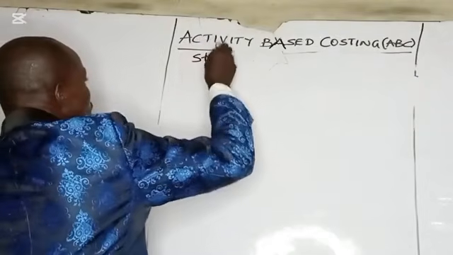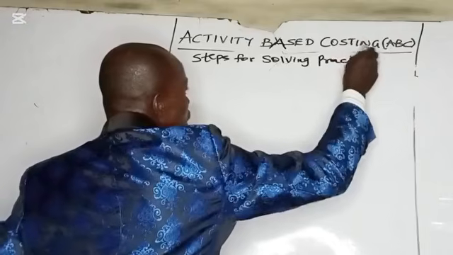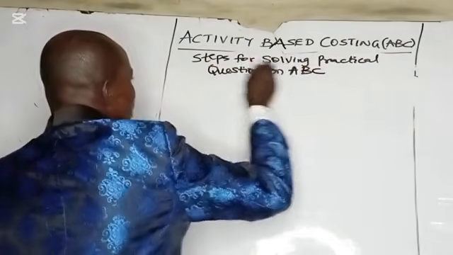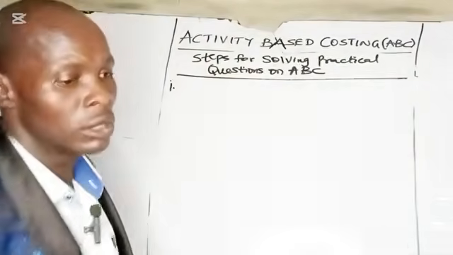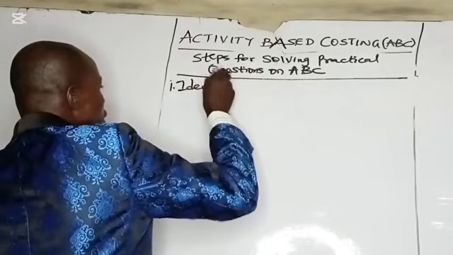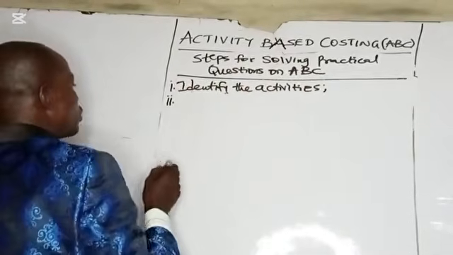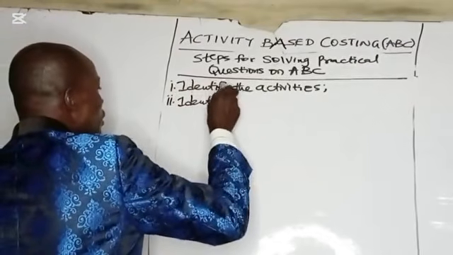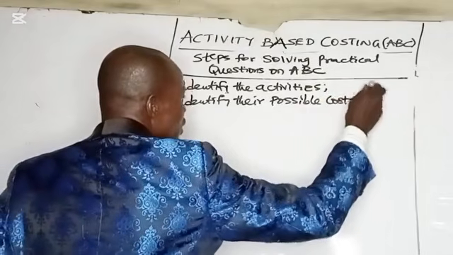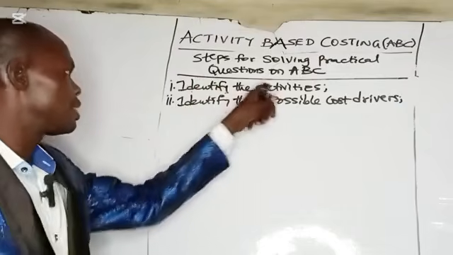Steps for solving practical questions on ABC, activity-based costing. Step number 1, identify the activities. Step 2, identify their possible cost drivers. That is, you identify the cost drivers that can be attributed to the activities you have identified.